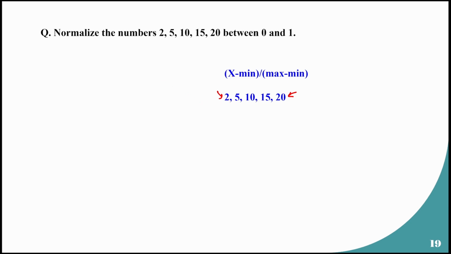So it will basically be 2 minus 2 divided by max minus min. 2 minus 2 is 0, so in this case 2 will be 0, right? And of course your max is 20 and min is 2. So for the case of 20, x minus min will be equal to max minus min. That means the very last value will be 1, right?